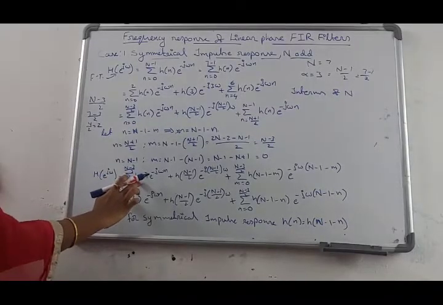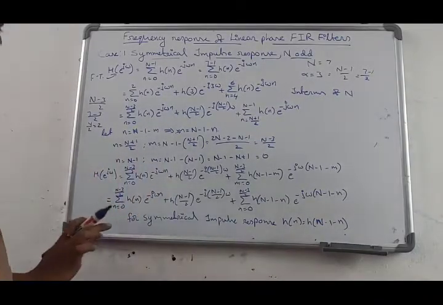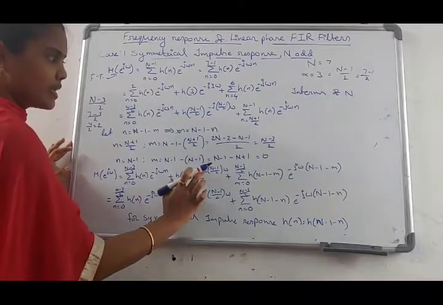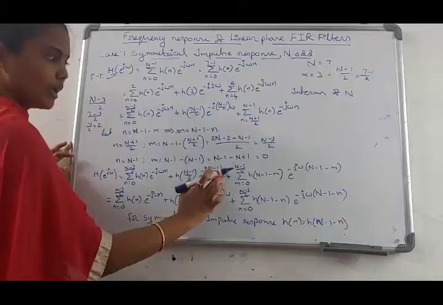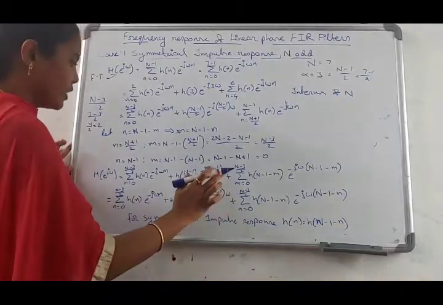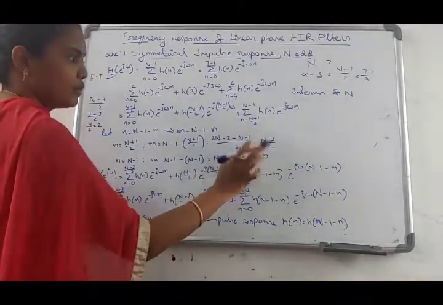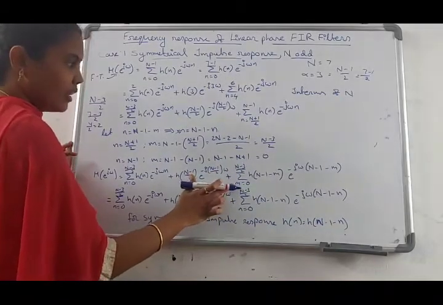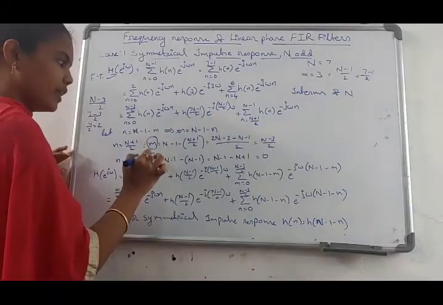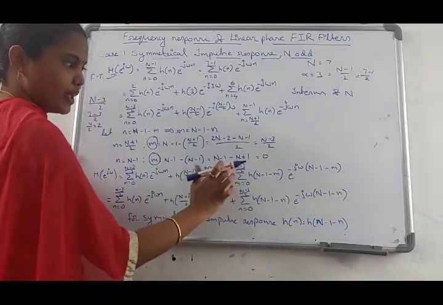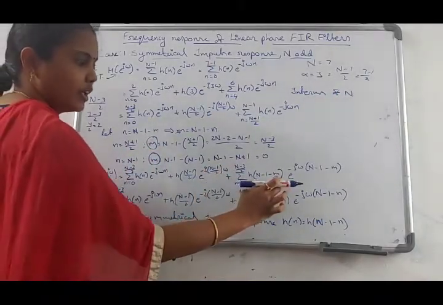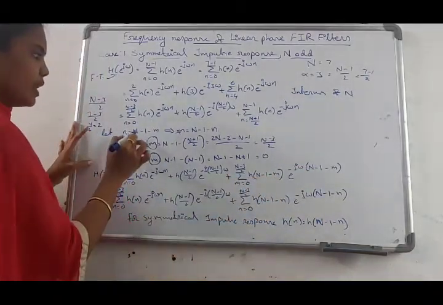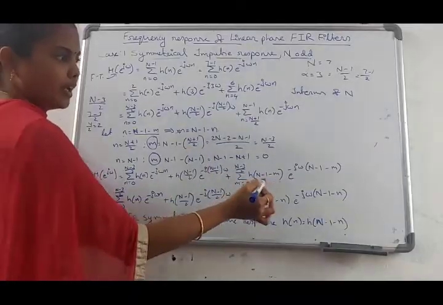Now H of e power j omega is equal to summation n equal to 0 to N minus 3 by 2 of h of n e power minus j omega n plus h of N minus 1 by 2 e power minus j N minus 1 by 2 omega plus, with m, the limits N minus 3 by 2 to 0. Now I am writing it as m equal to 0 to N minus 3 by 2 of h of, in place of n, I am writing the n value as this one.